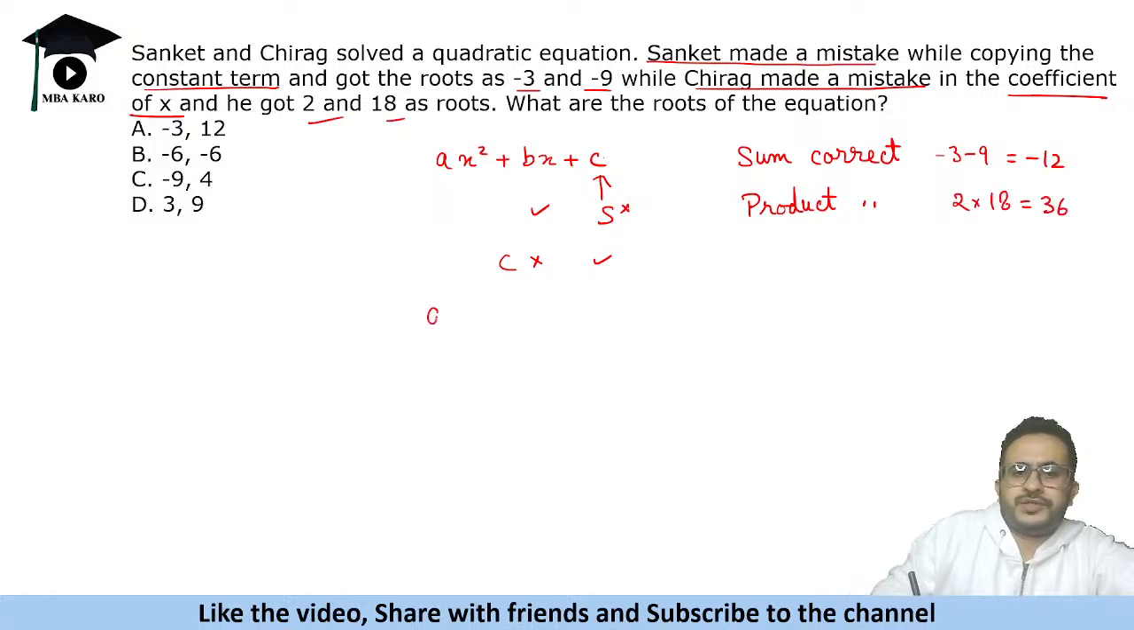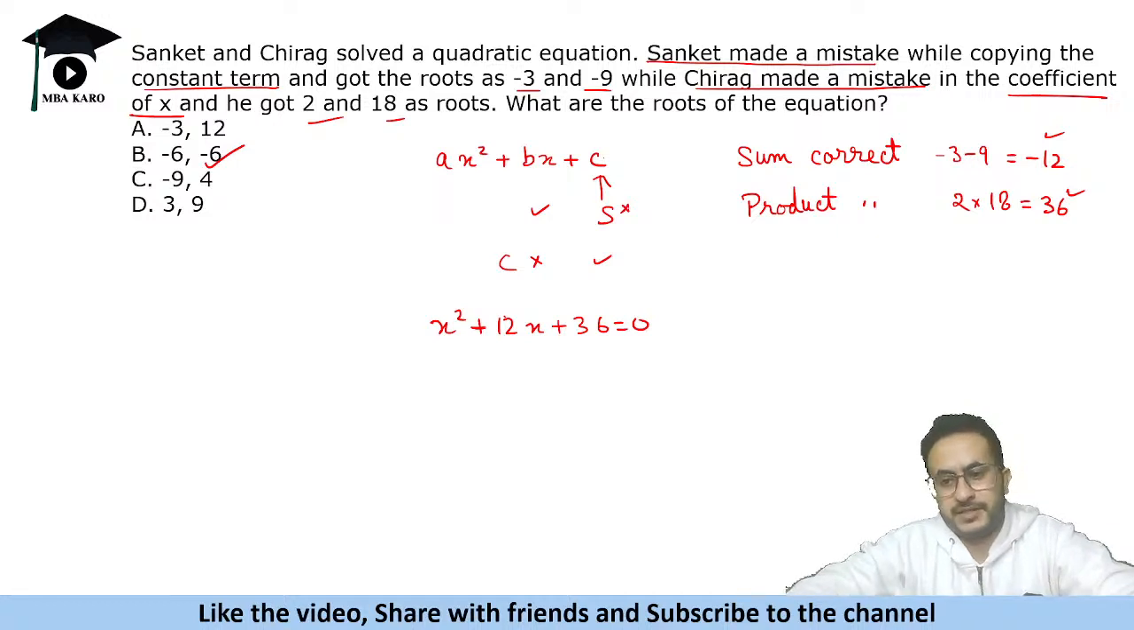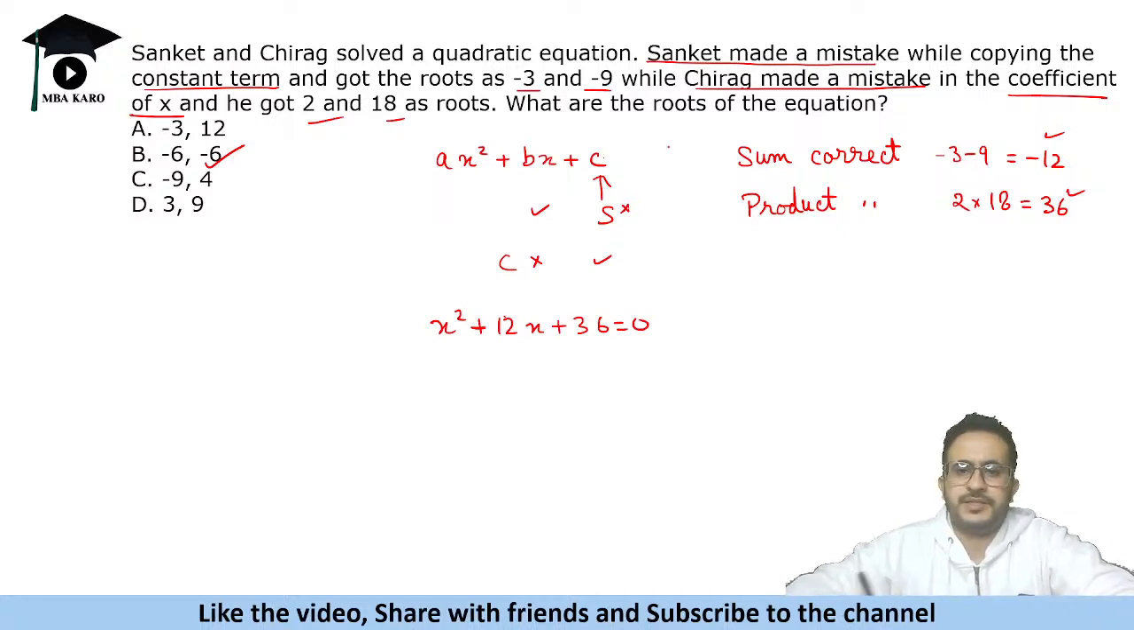Right. So we have the equation like x square minus 12 is the sum, so it will be x square plus 12x plus 36 equal to 0. Or you can look at the options. We know the sum is minus 12 and product is 36. That will happen in minus 6 and minus 6. Okay, so minus 6 and minus 6, that means sum is minus 12 and product is 36. Okay, so right answer.